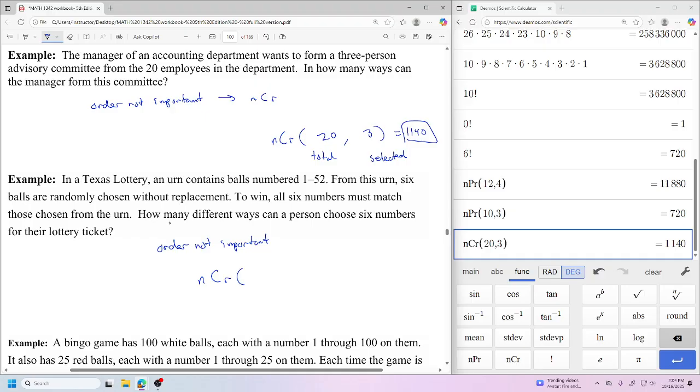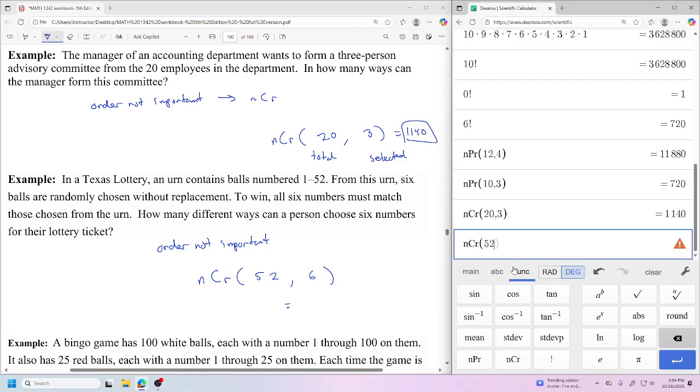NCR. What would be my total? Take a guess. 52. And what would be my selected? Perfect. Perfect. And here we go. NCR 52, 6. So that's the total number of ways that the balls will come out. And you can see that the probability of winning would be pretty small, right? So here we go. Cool.